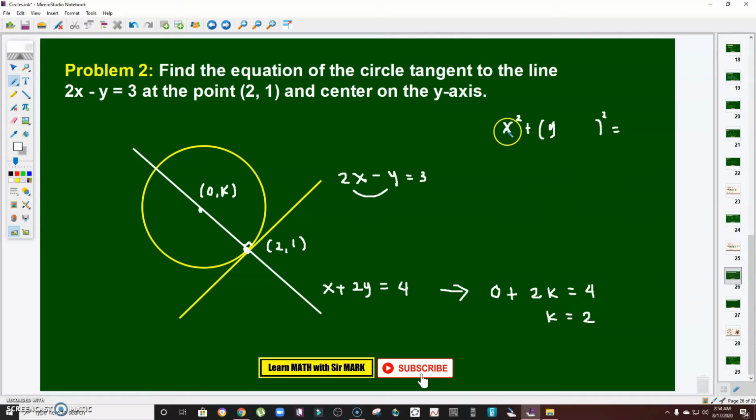So I'm almost done. So, x squared plus (y minus 2) squared, that's the equation of the circle. Okay? All that's missing is the r squared.